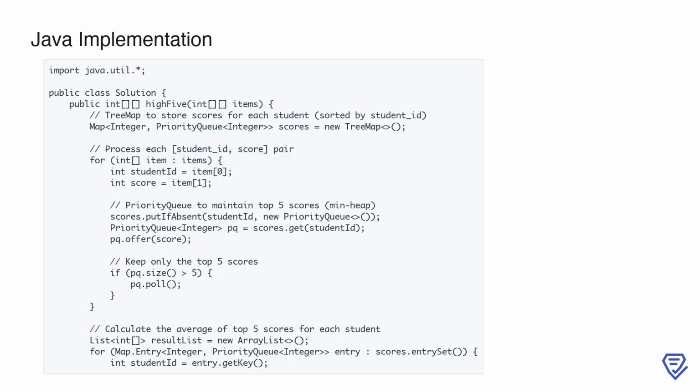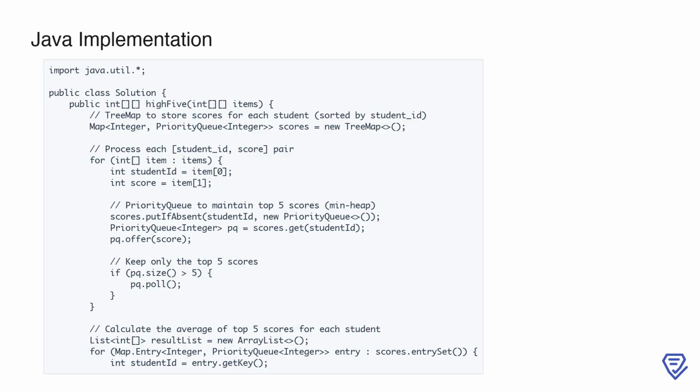To efficiently manage and calculate the top 5 scores for each student, we use a tree map. This ensures that the student IDs are automatically sorted in ascending order. The tree map stores a priority queue for each student ID. The priority queue is used as a min-heap to keep track of the top 5 scores for that student.